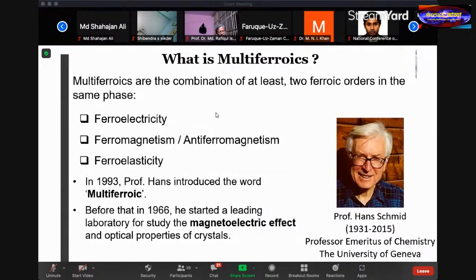So what are multiferroics? Multiferroics are the combination of at least two ferroic orders in the same phase. The ferroic orders are ferroelectricity, ferromagnetism or antiferromagnetism, and ferroelasticity. In 1993, Professor Hans introduced the word multiferroic, and before that, in 1996, he started a leading laboratory for the study of the magnetoelectric effect and optical properties of crystals.